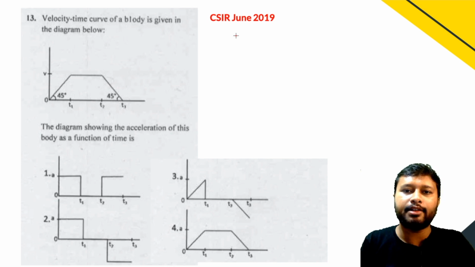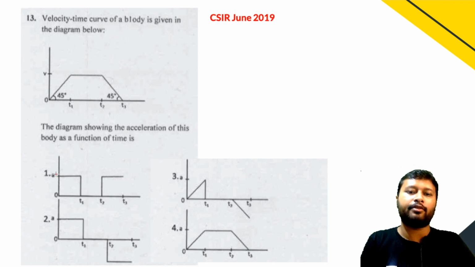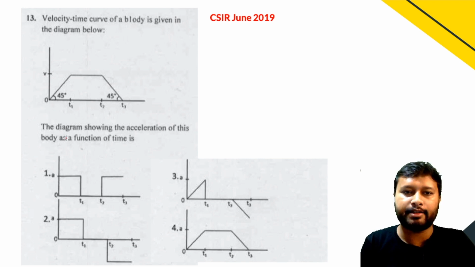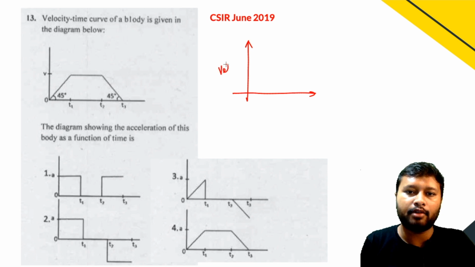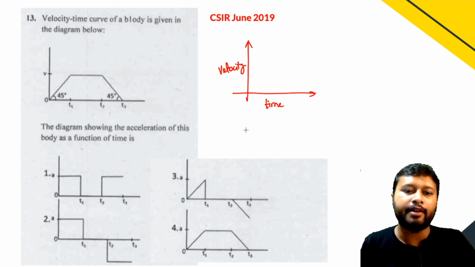This was asked in CSIR June 2019, and it says the velocity-time curve of a body is given in the diagram below. This is the velocity and time curve. The diagram showing the acceleration of this body as a function of time is. Now you have to understand a few things. If you are given a velocity-time graph, the slope of this particular graph gives acceleration.